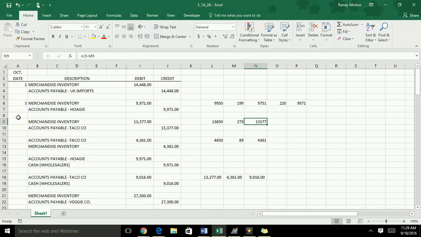Now, let's take a look, and whoops, I need to put my date in here. It was the 4th, right? And the next entry, issued a debit memo to Taco Company for $4,550 of merchandise returned from the purchase of October the 4th. Now, this one's a little bit tricky too, in the sense that we took a discount and recorded the amount that we owed Taco Company at the net.